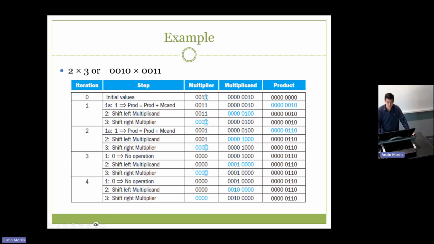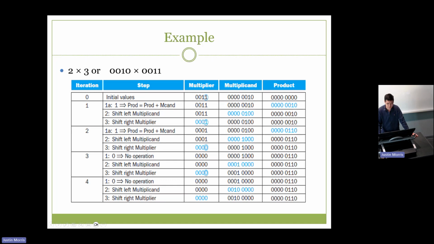So first iteration, look at the multiplier, right? The rightmost bit, it's 1. So that means we add multiplicand to product. Shift the multiplicand to the left by 1. Shift the multiplier to the right by 1. Second iteration, we again have a 1 in the multiplier register's least significant bit. So we add multiplicand to product.